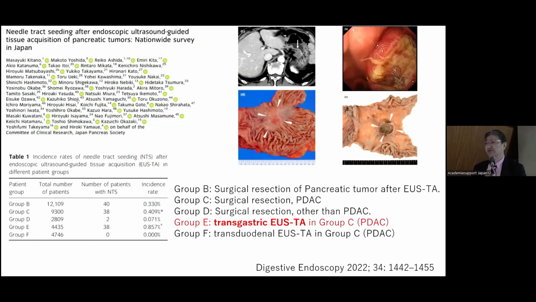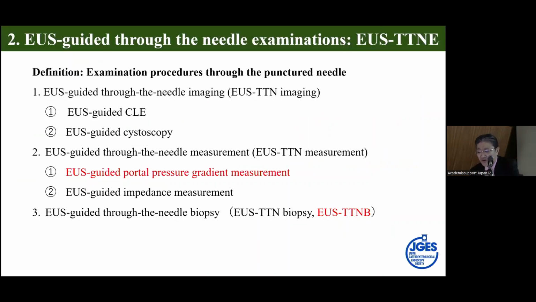But on the other aspect, EUS-TA sometimes causes very severe, serious adverse events after the procedure. This is a nationwide survey. Needle tract seeding was detected in 0.8%, mainly in transgastric cases. With transduodenal EUS-TA and subsequent pancreaticoduodenectomy, there was no needle tract seeding, but with EUS-TA from the stomach and subsequent distal pancreatectomy, such a complication sometimes occurred. We should think about this type of complication. Okay, next topic is TTNE, through-the-needle examination.